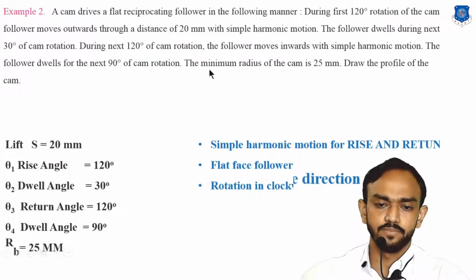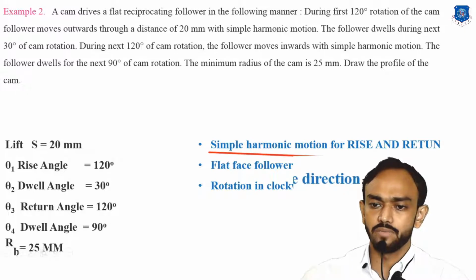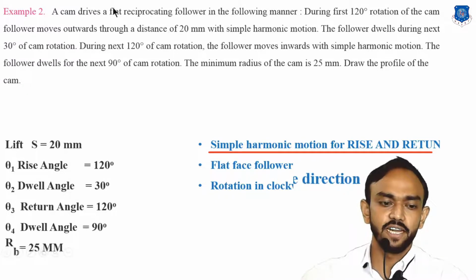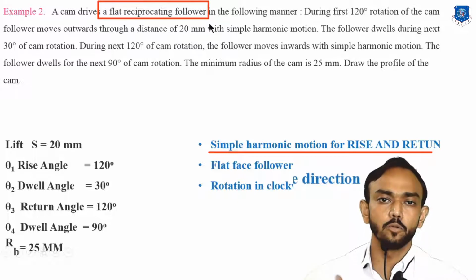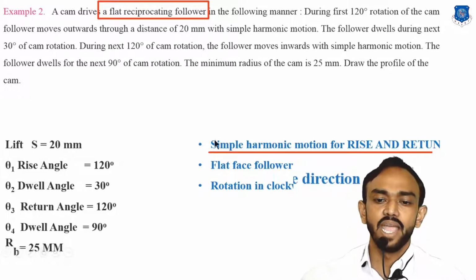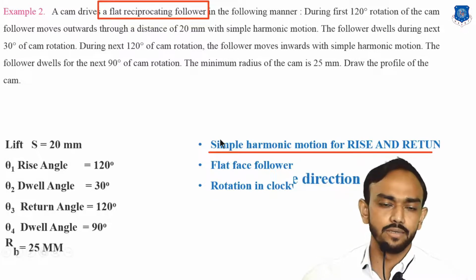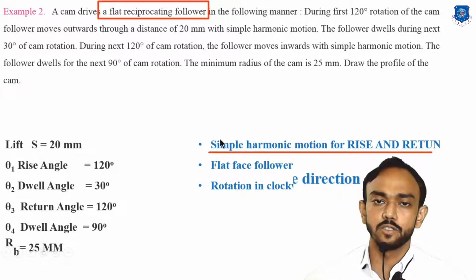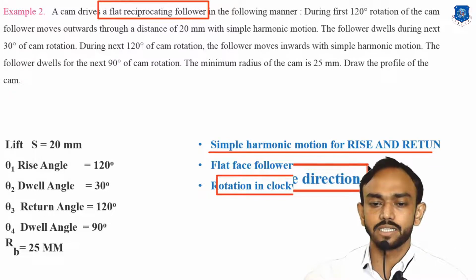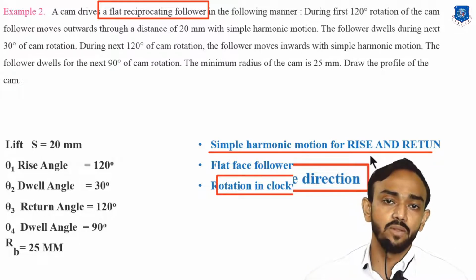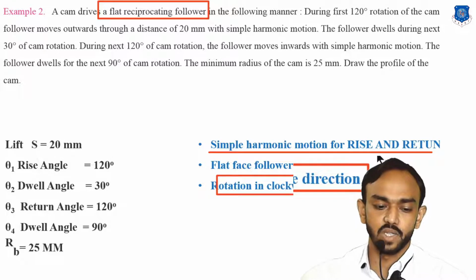As you know, simple harmonic motion is used for rise and return, with a flat face reciprocating follower. So in this case we have to make the flat face follower. The direction of the cam is not given. Remember that if the direction is not given, we assume that it is rotating in a clockwise direction, so our profile will be drawn in an anti-clockwise direction. Let's start.